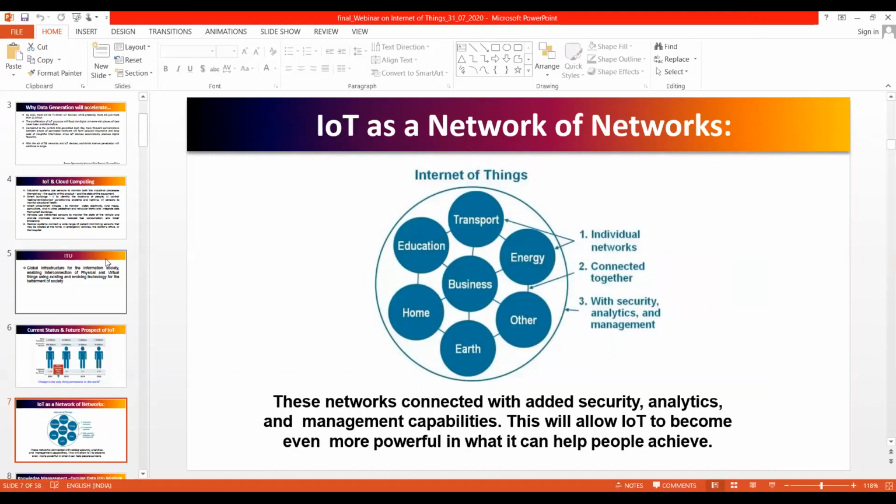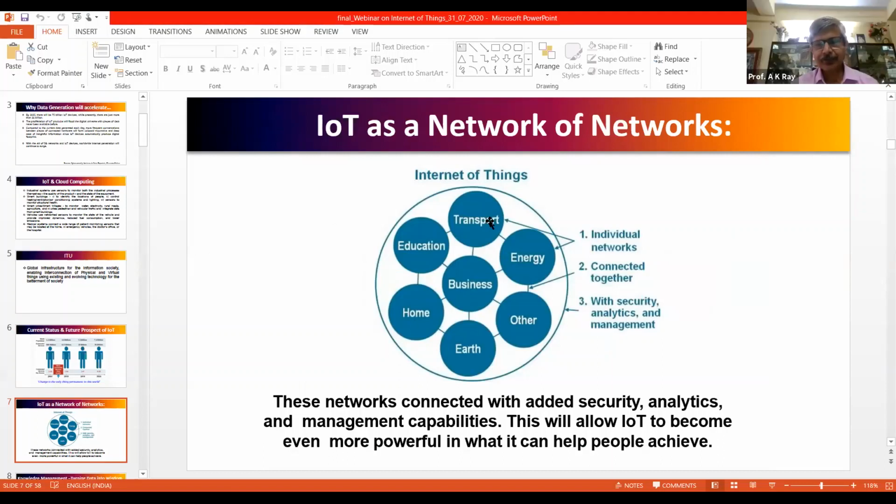Sir, sorry to disturb you, sir. Yes. Can you please make your slide full screen so that viewers can see better? Oh, acha, right. Yeah, sir. I'm making it full screen.